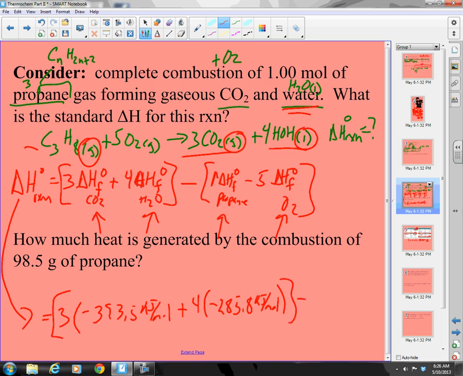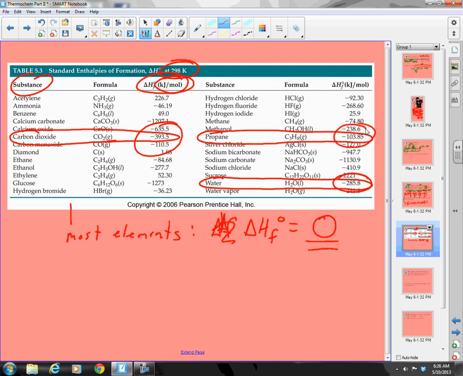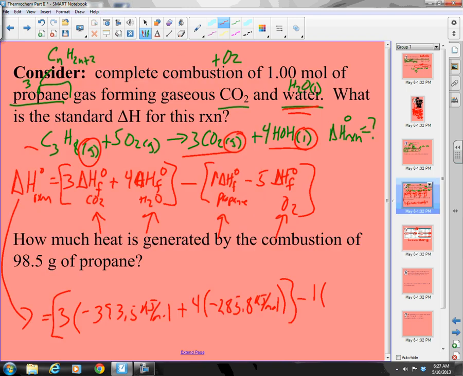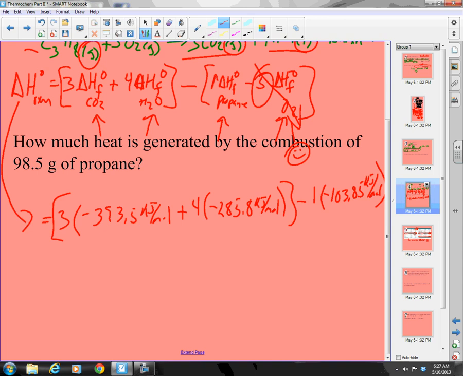And we're going to subtract 1 times propane. Where is my propane? Right here. Negative 103.85 kilojoules per mole. And 5 times oxygen, but oxygen is 0, so that term goes to 0. I don't have to worry about my oxygen. I just have to be able to do some simple calculations. This is not difficult, but you can really mess up because of the negatives. You have negatives all over the place.